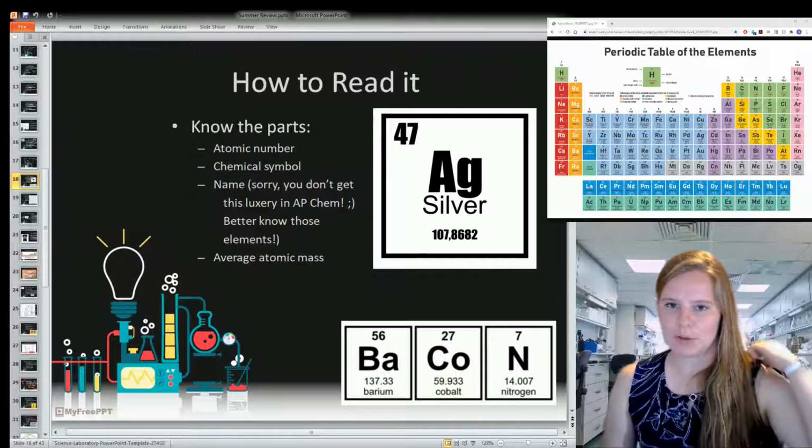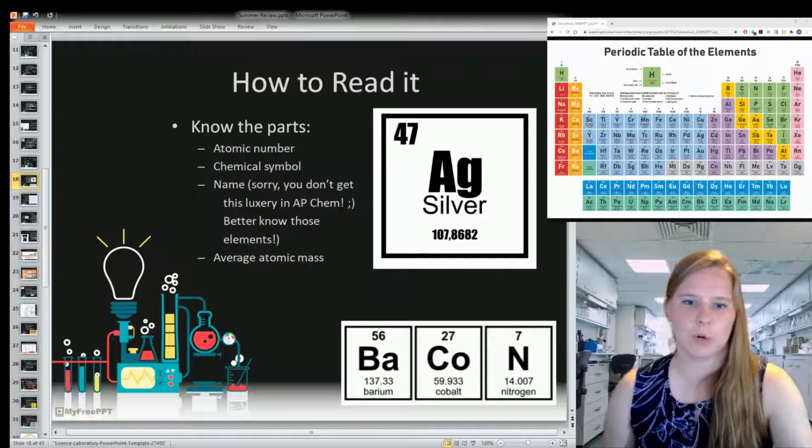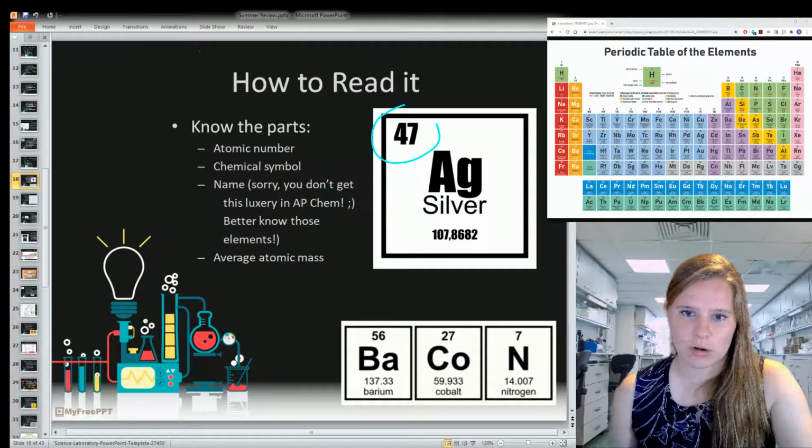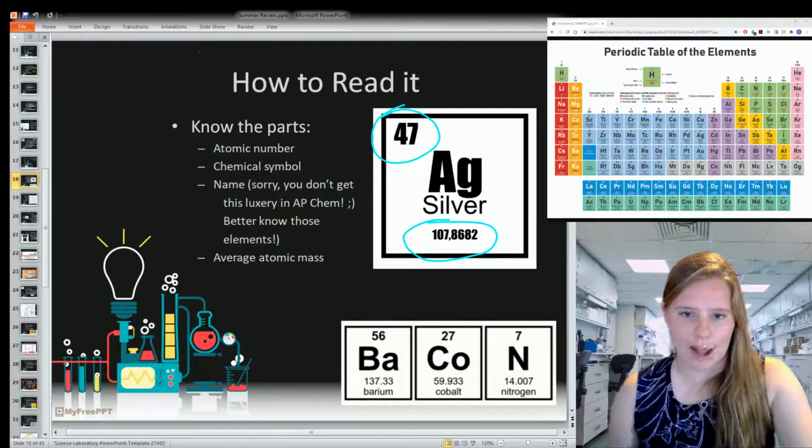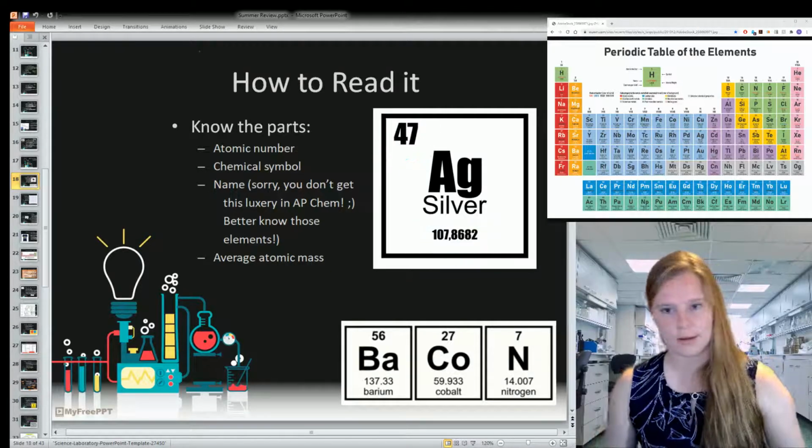It can also represent a few other things. So we'll get into that some more as we go. But just know this is your number of protons, your atomic number. This is your number of essentially protons and neutrons, your average atomic mass.